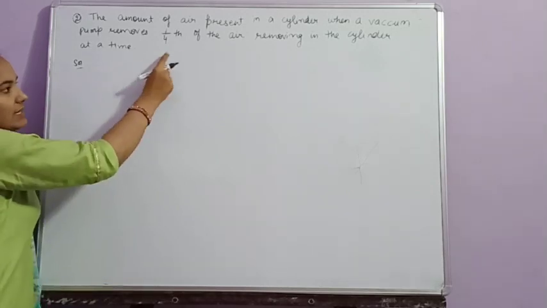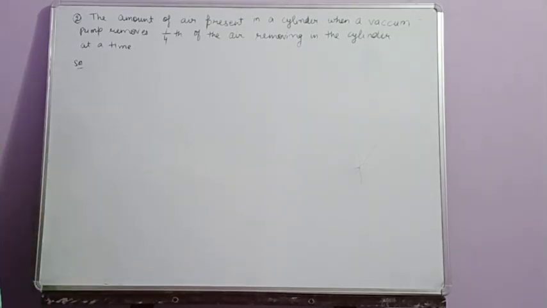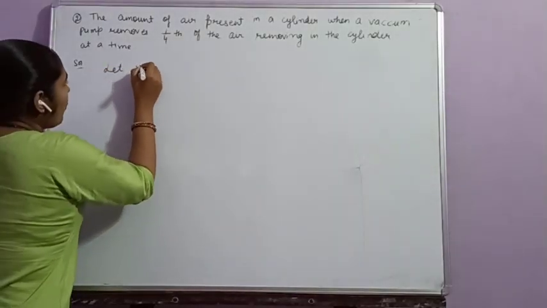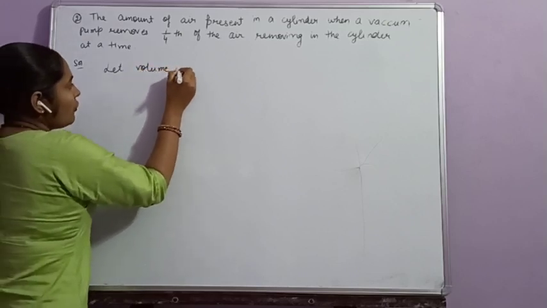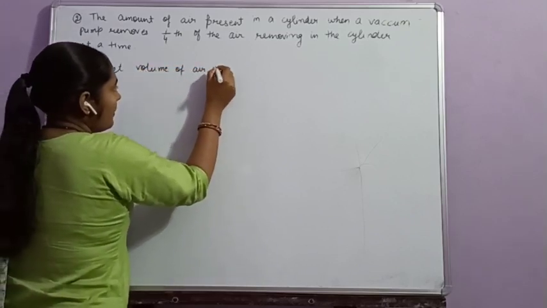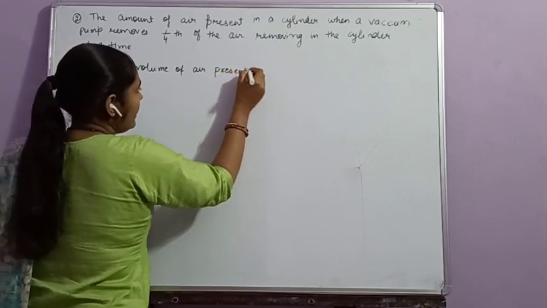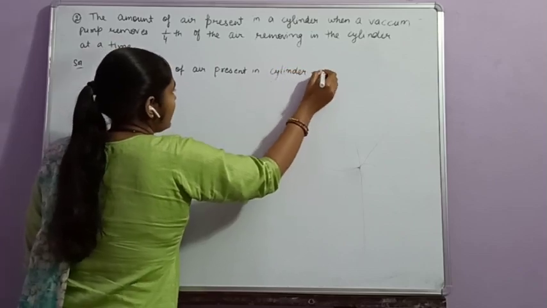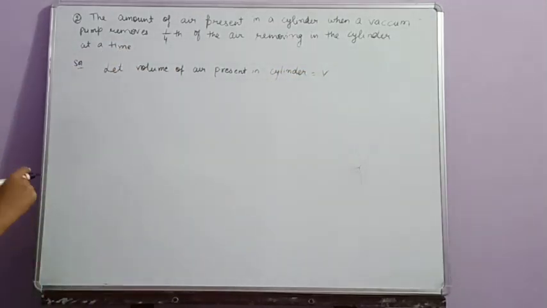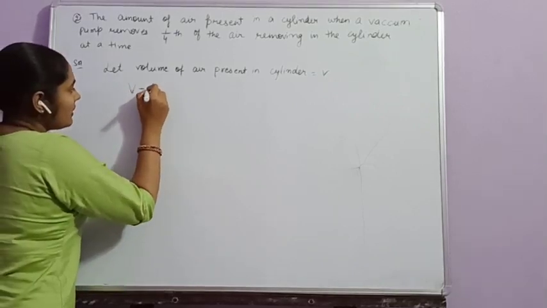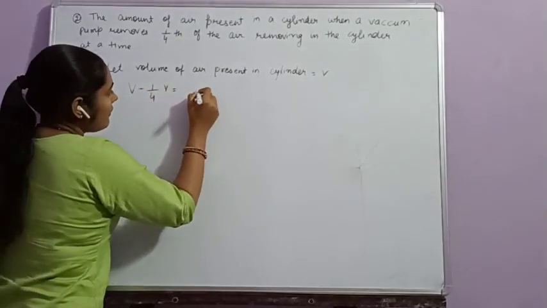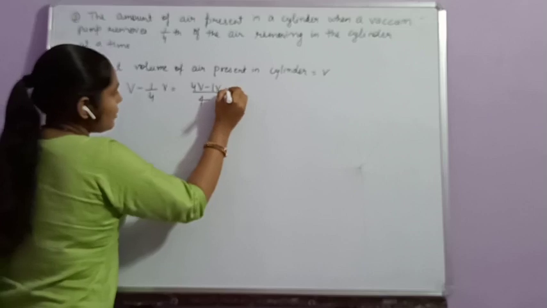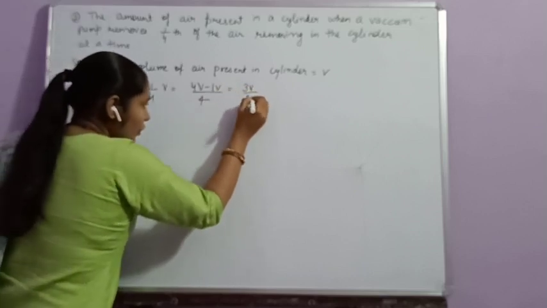Vacuum pump क्या करता है, आपके पास एयर का 1/4 पार्ट जो है वो रिमूव करता है each टाइम, हर टाइम. ठीक है, हम लेट कर लेते हैं, let volume of air present in cylinder is V. Then after removal of 1/4 part of V, next term will be, we can take LCM as 4V minus 1V, that is equal to 3V divided by 4.